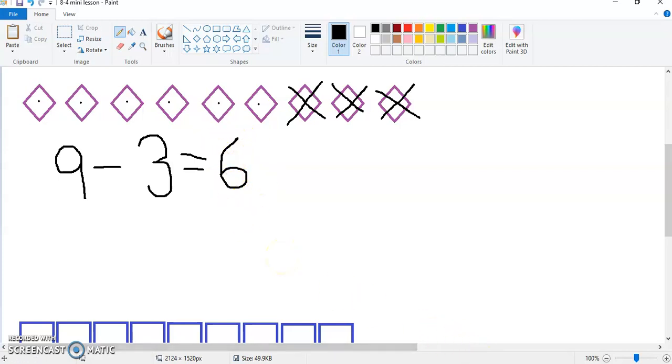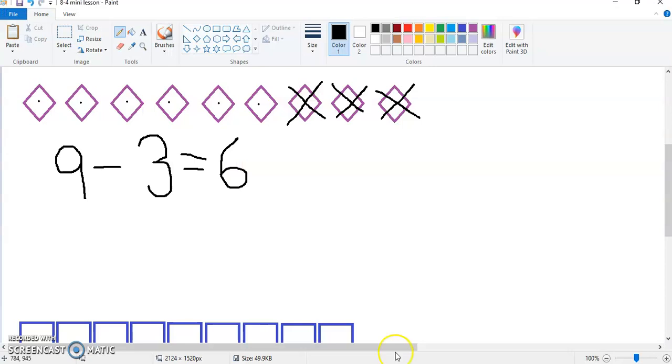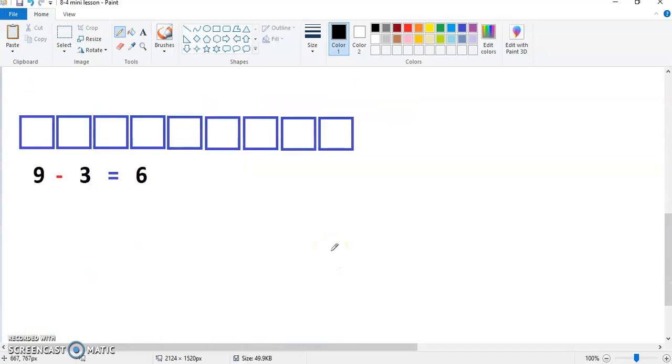Okay, so now I want you to go to this page in your binder. So it's page 275 and it has this little boy in the top and 9 different connecting cubes. So go to this page and let's read this. It says, I can subtract 3. That means we are going to say minusing 3. So the boy in the picture has 1, 2, 3, 4, 5, 6, 7, 8, 9. We're starting with 9 in all.